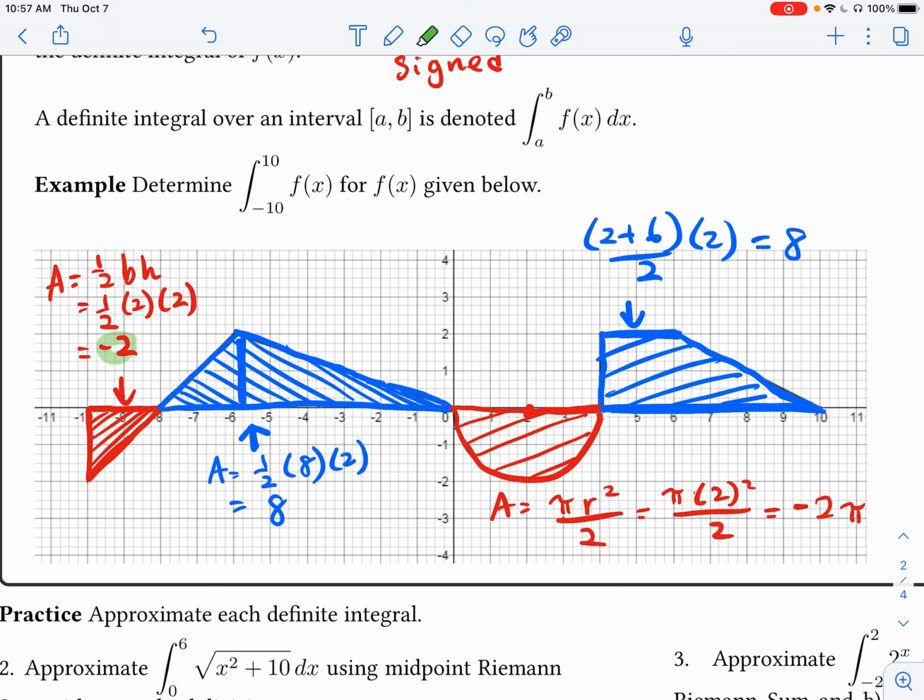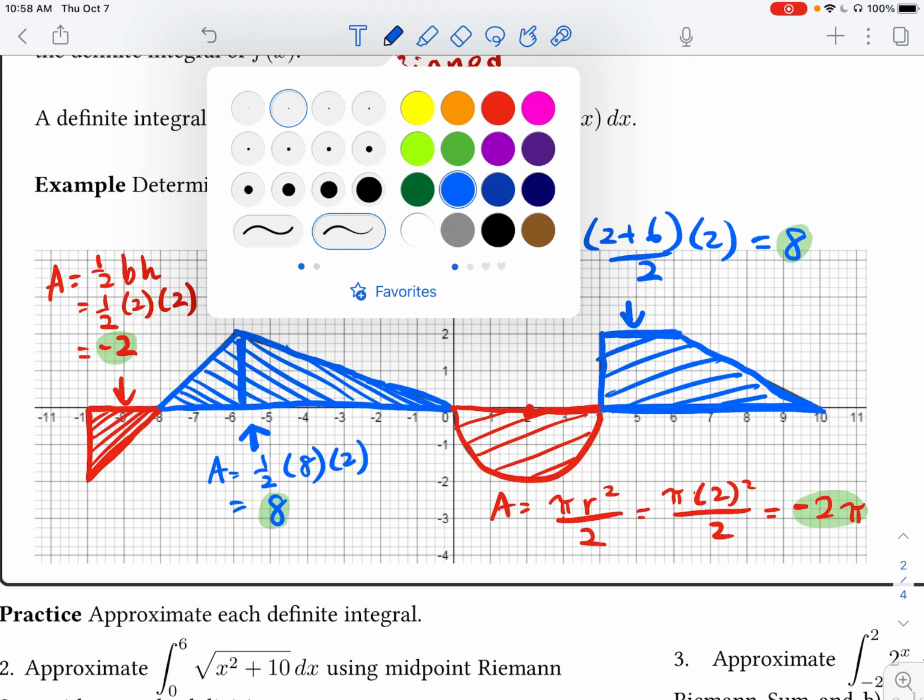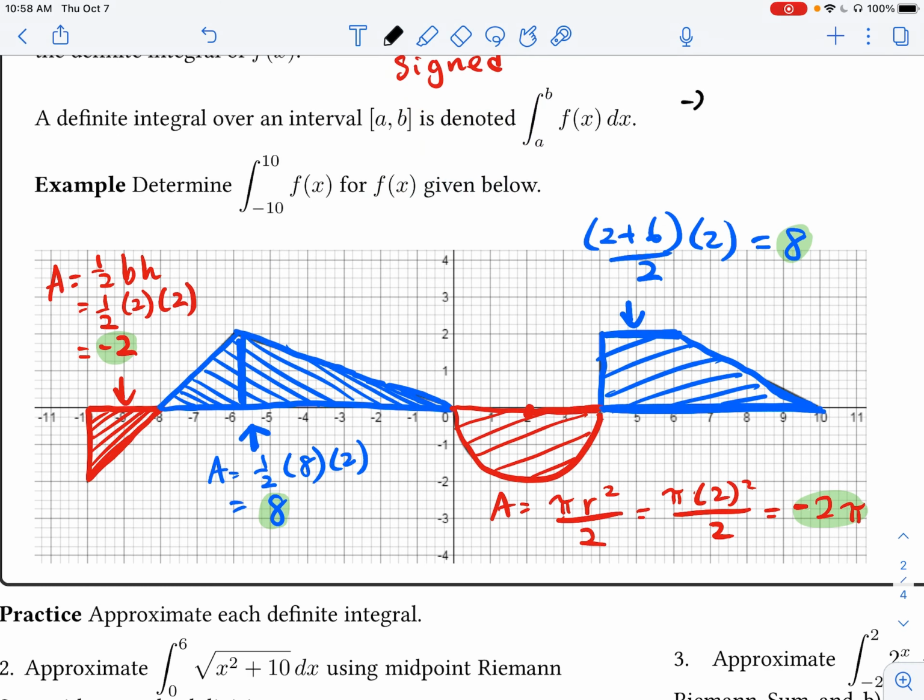We're now going to add all these up, -2 plus 8 plus 8 minus 2 pi. So let's write that out. So we've got -2 plus 8 plus 8 minus 2 pi. Well, that's just going to give me, you can say this here is equal to 14 minus 2 pi. This is the signed area that is enclosed between this function and the x-axis. Okay?